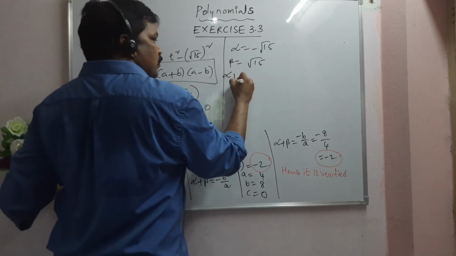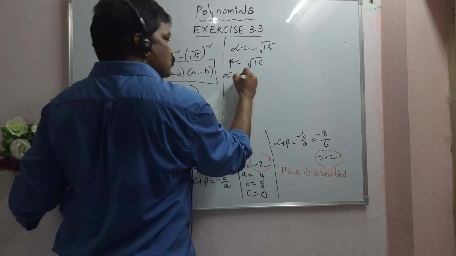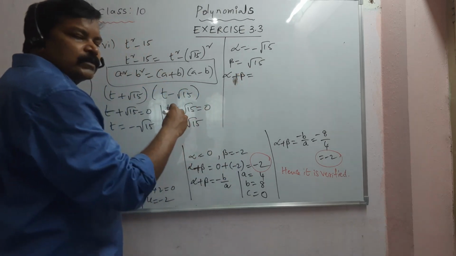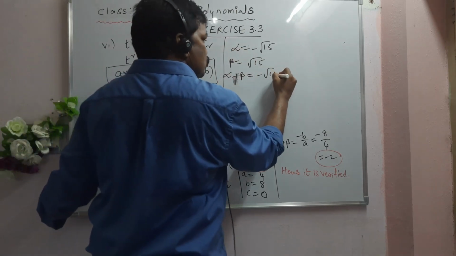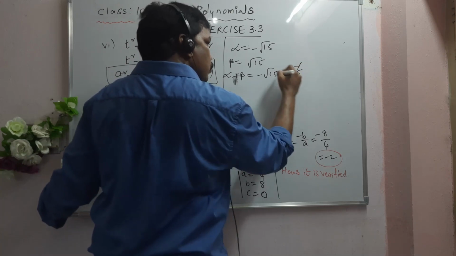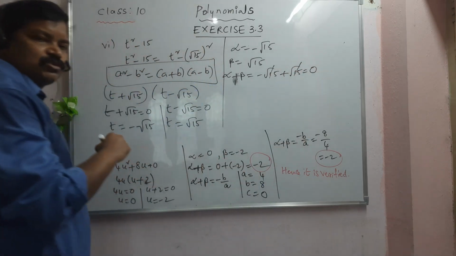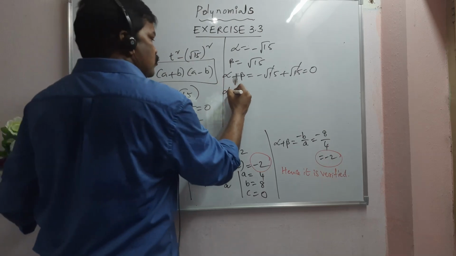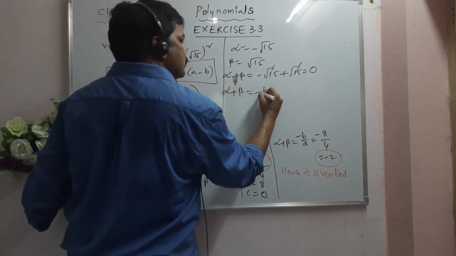So let us do now alpha plus beta, sum of the zeros. By adding these two, minus root 15 plus root 15, both get cancelled, that is equal to 0. Right, according to the coefficients, that is minus b by a.